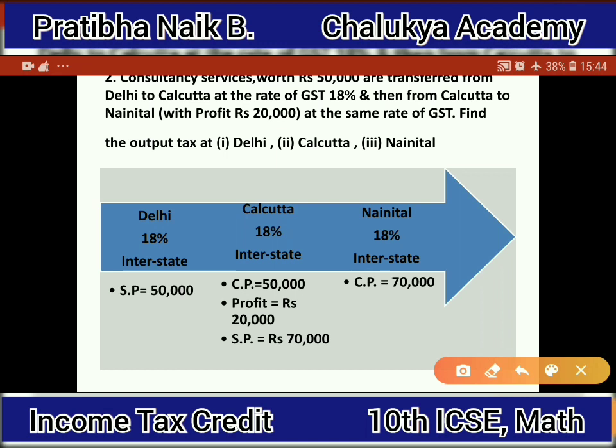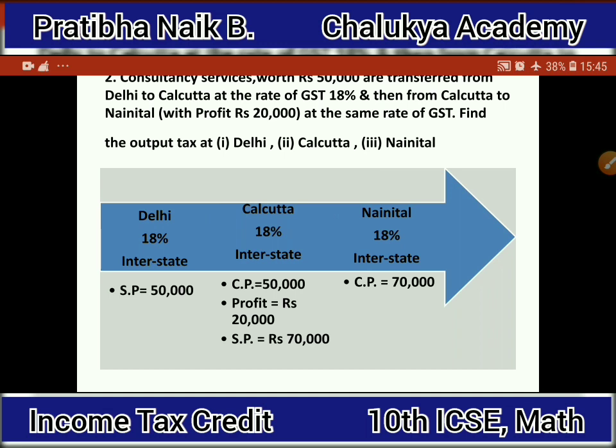So dear students, now here you have to find out the output tax. Now you know what is the output tax? Tax on the selling price. So we have to only concentrate on the tax on the selling price. Here again I have made the flow chart. You can see there are total 2 transactions, from Delhi to Kolkata, this is the first transaction, and Kolkata to Nainital, this is the second transaction. Both the transactions are done in 2 different states, so definitely here we will apply IGST, that is 18%.